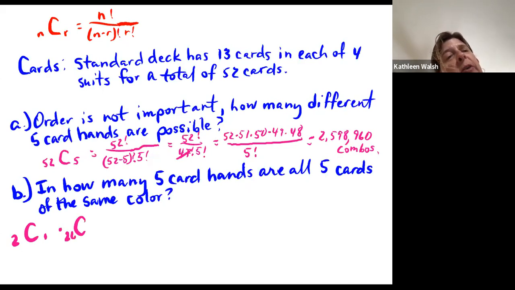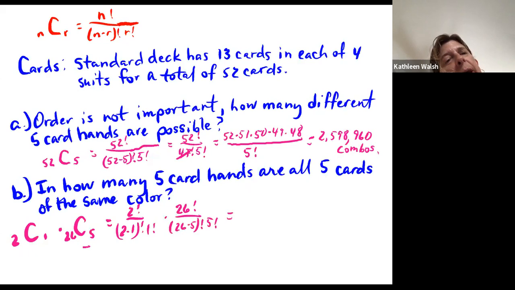So my r in this particular example is 5, and that's going to be 2 factorial over 2 minus 1 factorial times 1 factorial times, now we're looking at the second component here, and we're just plugging in with our formula, 26 factorial divided by 26 minus 5 factorial times 5 factorial, and that simplifies to 131,560 combinations.